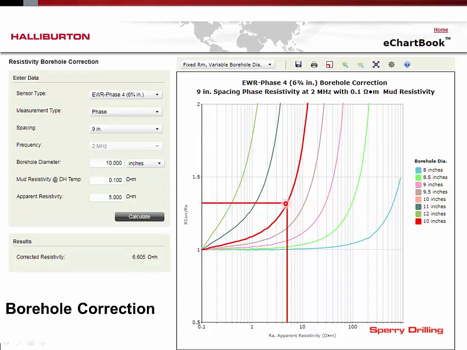So you can see that by increasing the hole size from say 10 inches to 11 inches, you make a pretty dramatic change in the correction factor. In fact, it just goes off the chart just there. So hole size makes a significant impact on some of our measurements. This 9-inch measurement is the shallowest measurement on the phase 4 tool, and because it's the shallowest, it's also the most sensitive to the borehole effects. If you look at similar charts for deeper spacings or longer spacings, those are less sensitive to the borehole effects and won't have such dramatic correction factors.